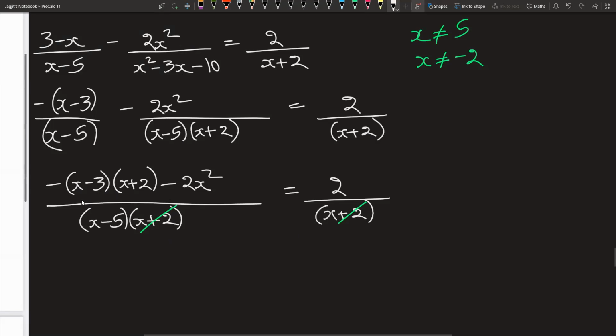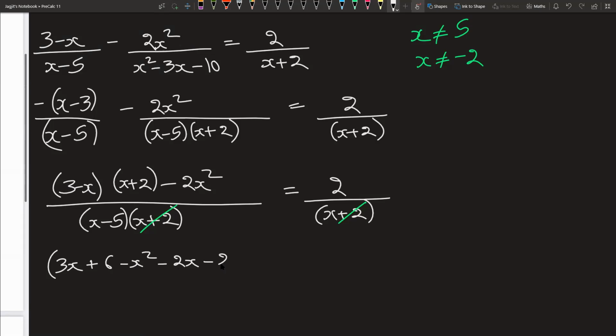You know what? There was no point of factoring the negative in hindsight. So I'm just going to FOIL it back in and write this as 3 minus x, because it didn't really serve a purpose. I thought it was going to cancel with something, but it didn't really happen. So let's leave it as 3 minus x. And we're going to FOIL it. 3 times x gives me 3x. 3 times 2 gives me 6. Minus x times x gives me minus x squared. Minus x times 2 gives me minus 2x. And then we have minus 2x squared. Okay, that's that after FOILing.